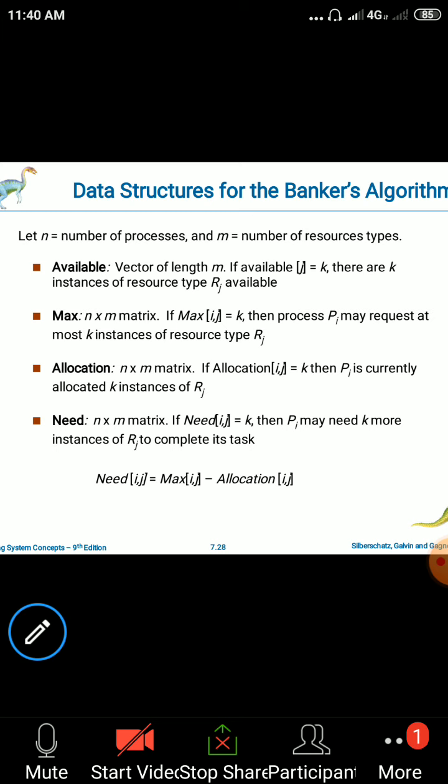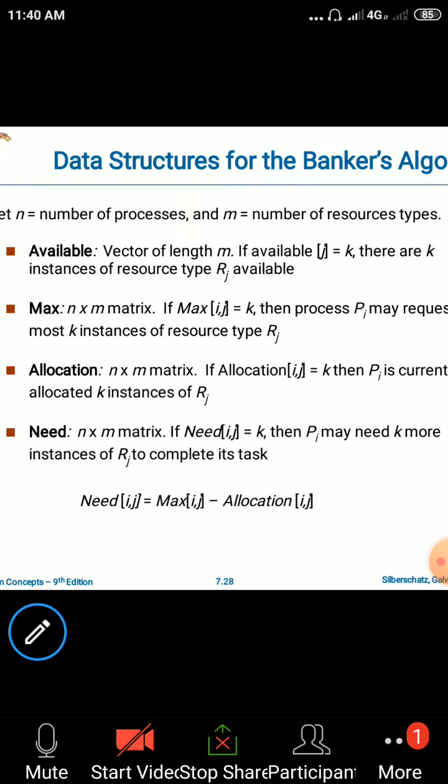Next, one data structure is available. It indicates the number of available resources of each type, and that is represented by a vector of length m, where m is the number of resource types. Now let us consider that we have 3 different resource types. CPU is one resource type, another is memory, and the other, let us consider, is the IO device. So these are the 3 resource types. Then what will be m? m is equal to 3. It indicates the number of resource types.